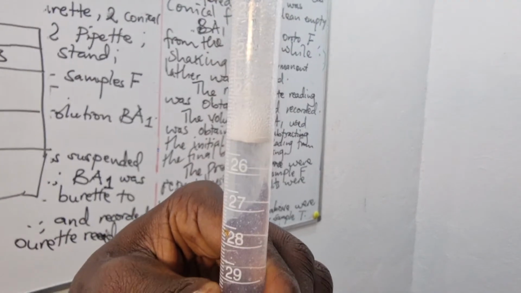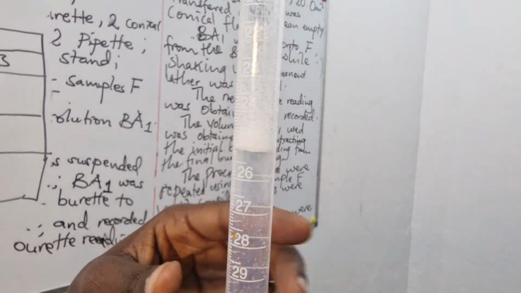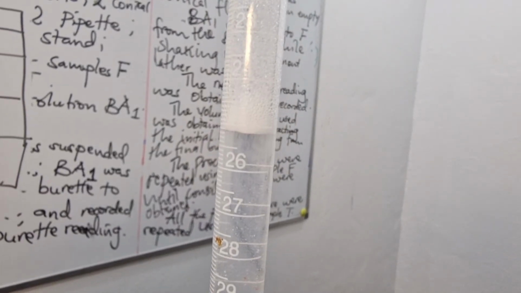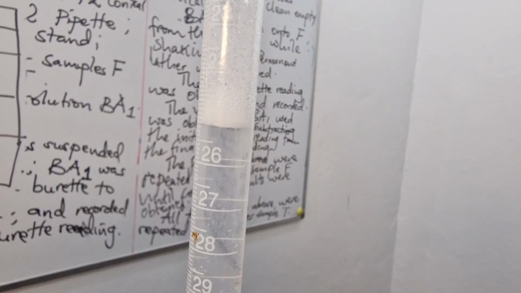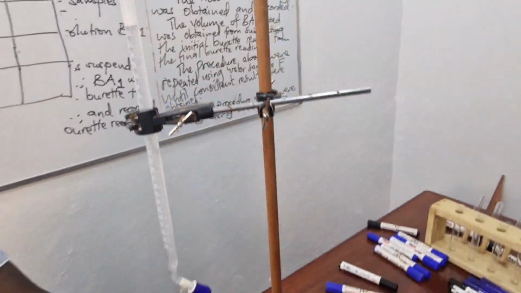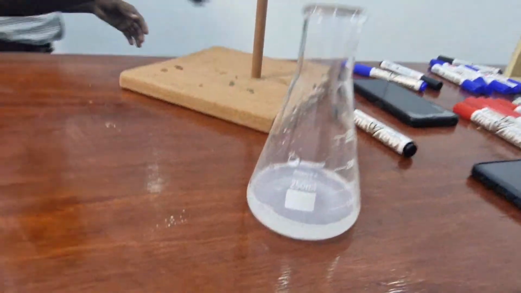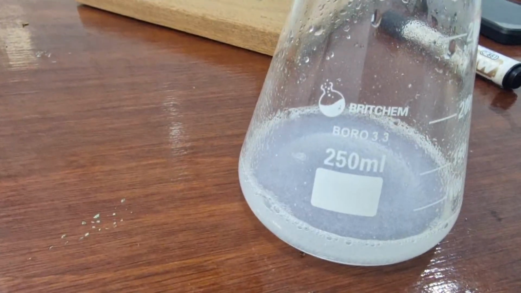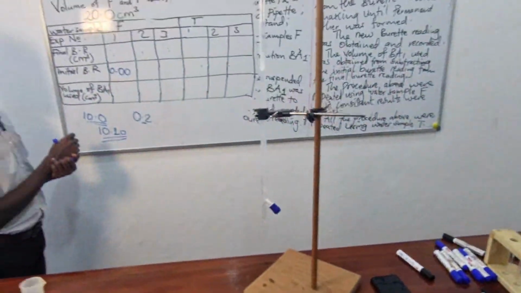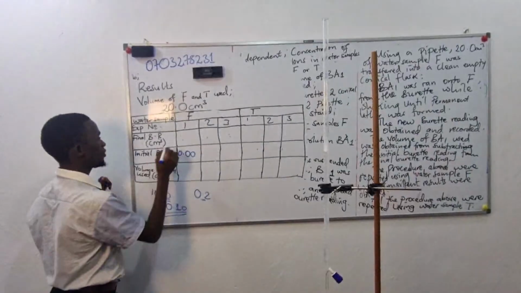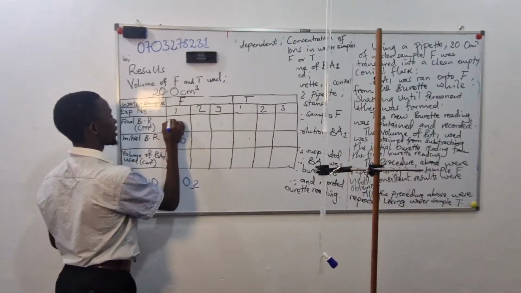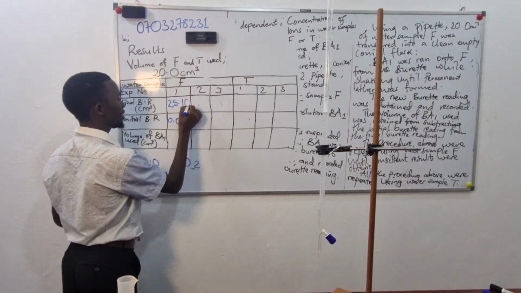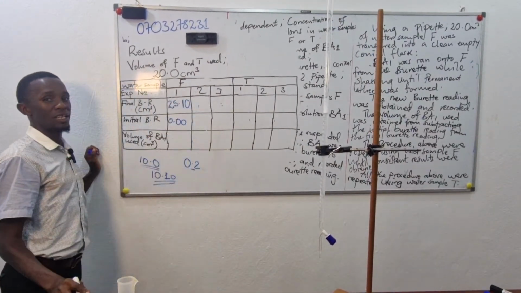I think we can all see 25.1. And the lather is still persisting, even up to now. It means that is permanent lather, not like the previous one that was forming. So this means our final burette reading is 25.1. So we add a 0 to make 3 significant figures.